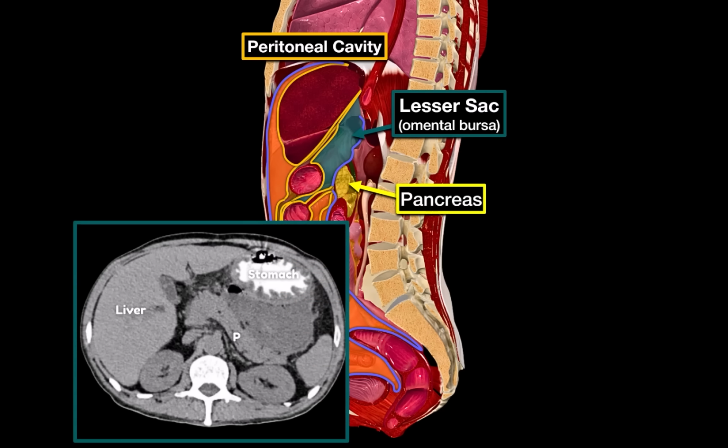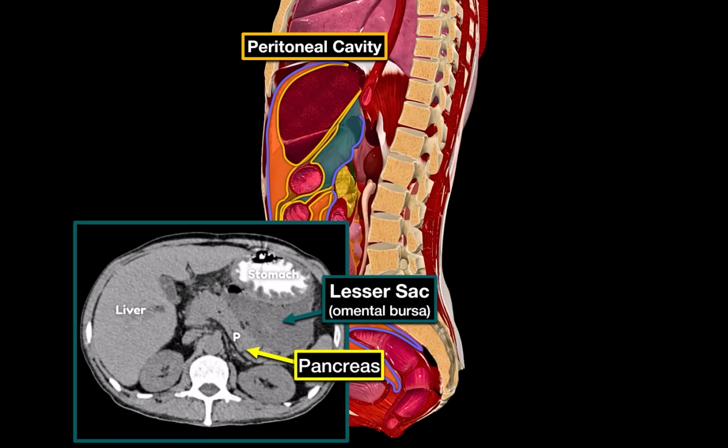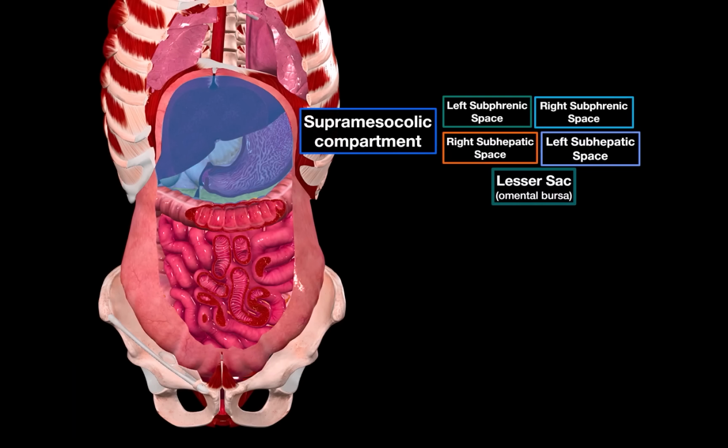If we take a look at this CT here, the pancreas is back here, and the stomach is in front of it. Between them, normally you can't see the lesser sac, but in this CT you will see fluid sitting in this region, and with clinical history you can normally tell if this is due to a perforated ulcer or anything else. Alright, that was the supramesocolic compartment.